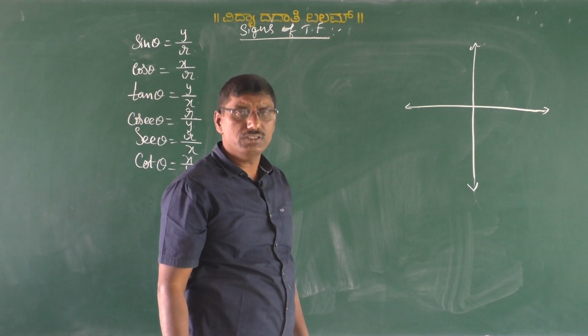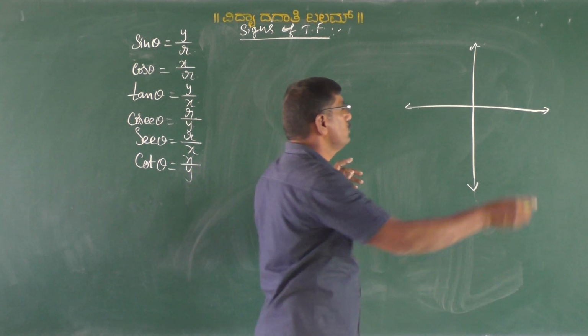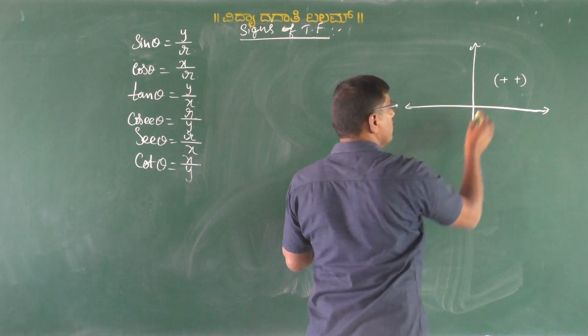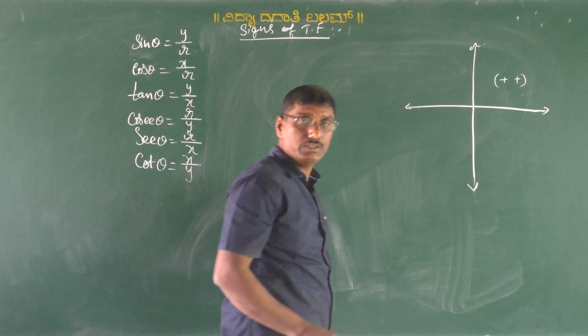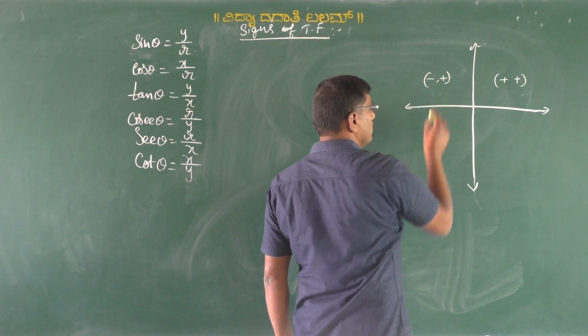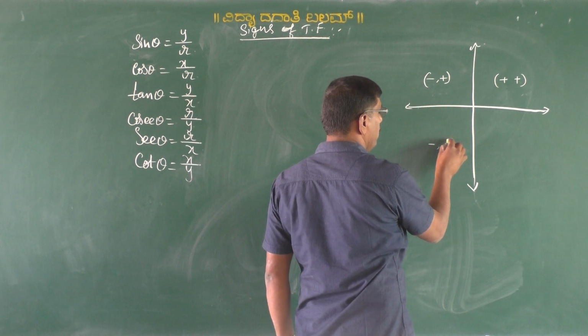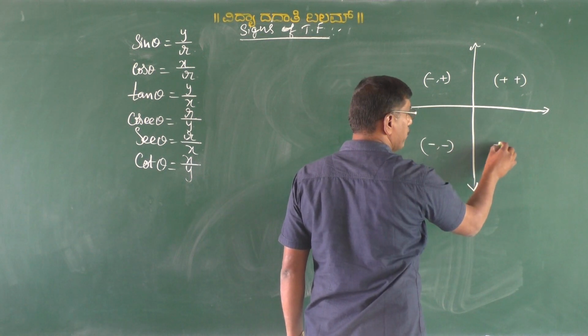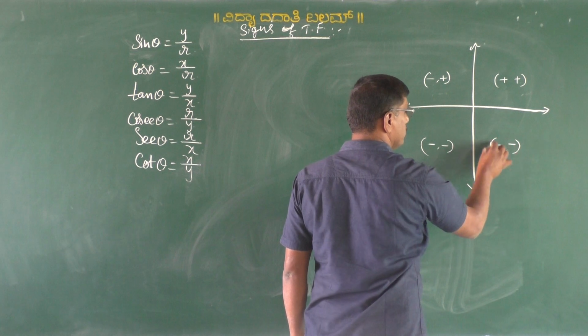we know the signs of quadrants. This is plus plus, isn't it? Yes. This is minus plus, this is minus minus, this is x is plus, y is minus.